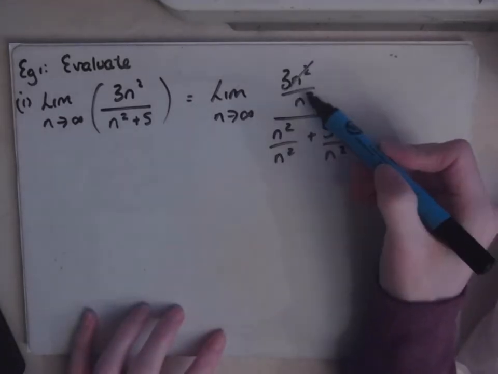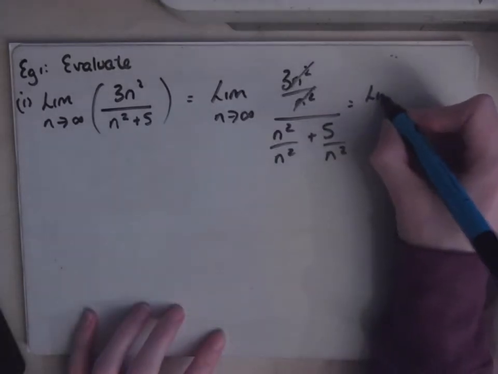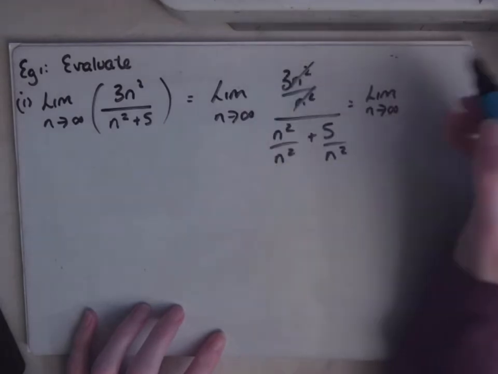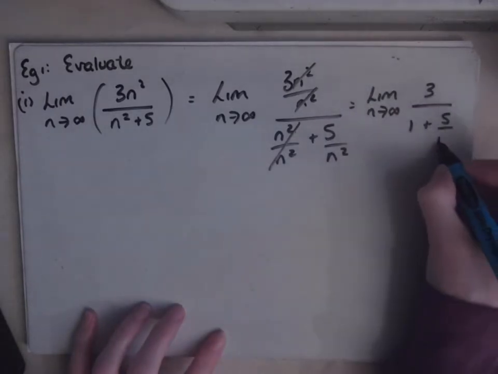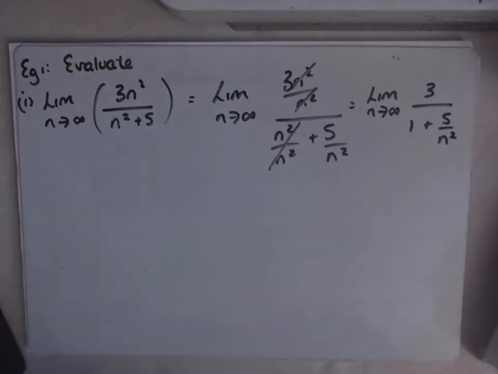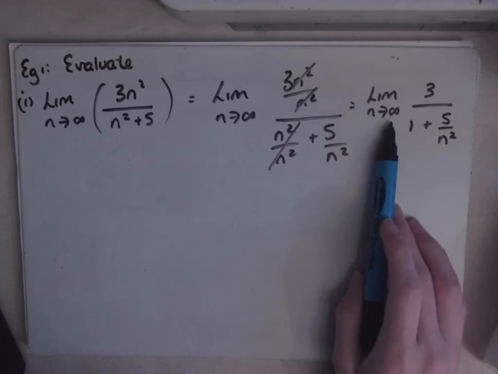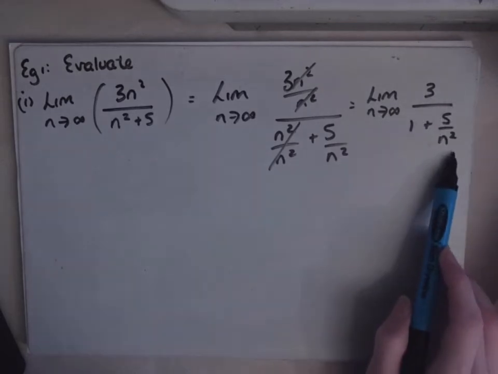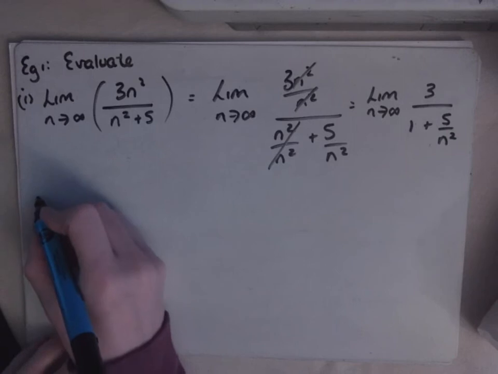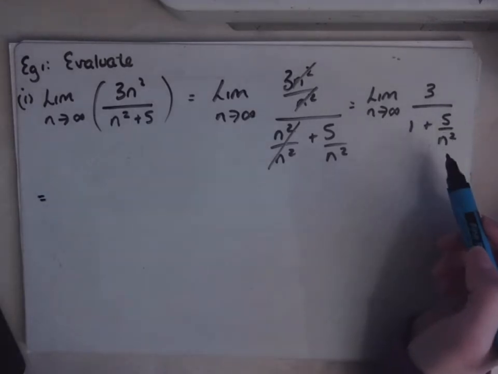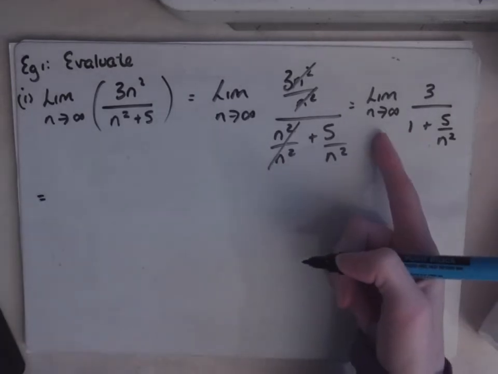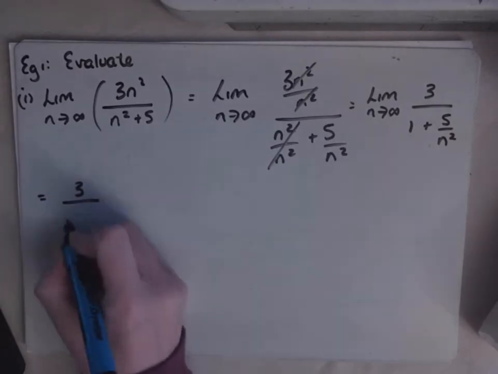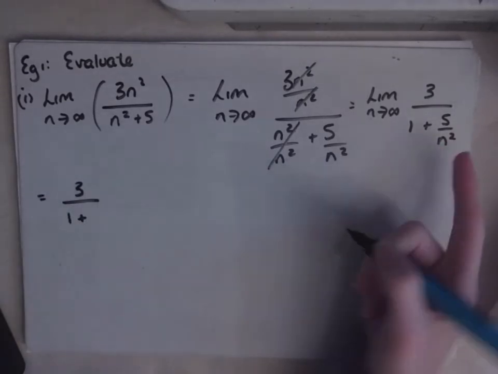Okay, so my n squared and my n squared there cancel, so I'm left with the limit as n goes to infinity. On top I'm left with 3. On the bottom this cancels, and n squared divided by n squared is 1 plus 5 over n squared. Now, what is the limit as n goes to infinity of 5 over n squared? Zero. Yeah, exactly. So here we have, I'm getting the limit now. So it's 3 over 1 plus, and we know this part here is 0.